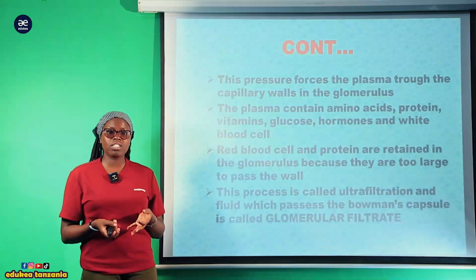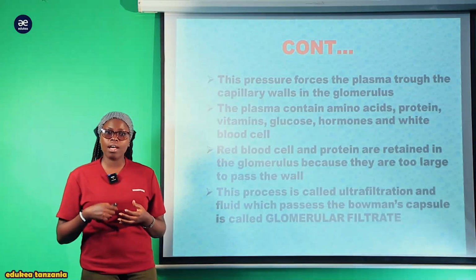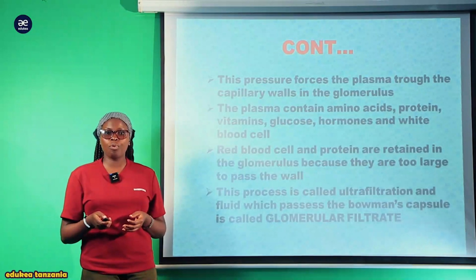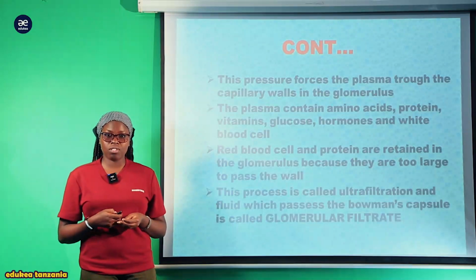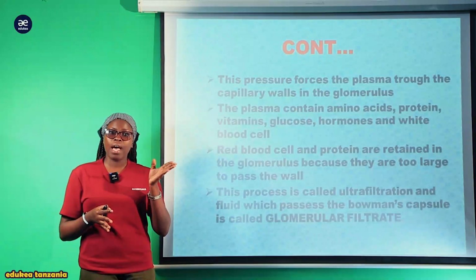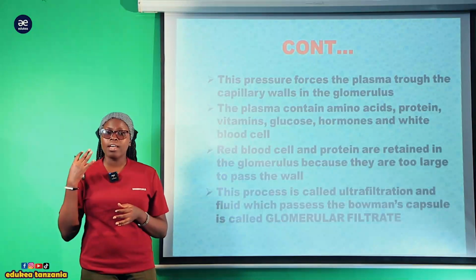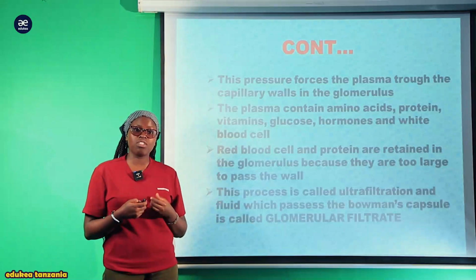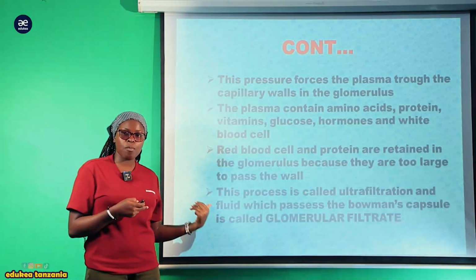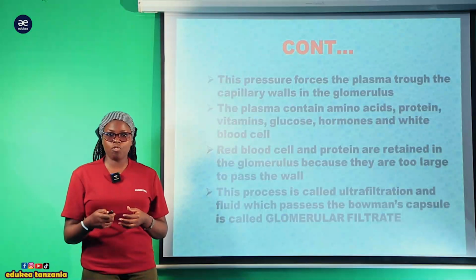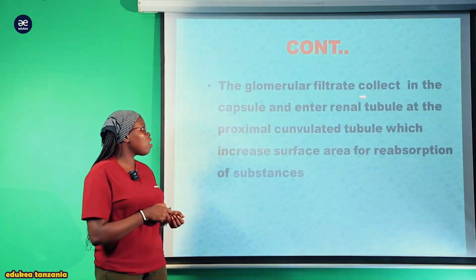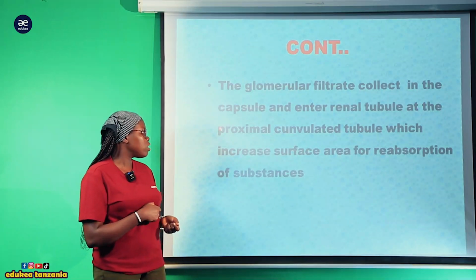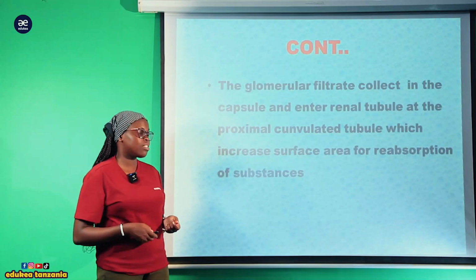Kwa zile fluid ambazo zitaweza kupass, zenyewe tunazita glomerular filtrate, ambazo sasa zitabebwa by the efferent arterioles to the loop of Henle kwa ajili ya other processes, ambapo katika loop of Henle kuna two ends, kuna ascending, proximal na distal convoluted tubule. Tunaenda kuangalia namna gani zinafanya kazi. So, the efferent arterioles carry these components kutoka katika Bowman's capsule kupeleka katika proximal convoluted tubule. Now the glomerular filtrate collects into the capsule and renal tubule at the proximal convoluted tubule, which increases the surface area for reabsorption of substances.